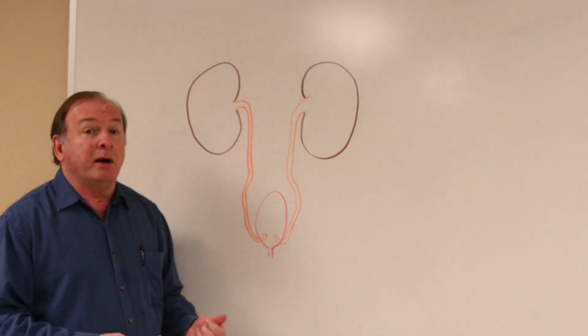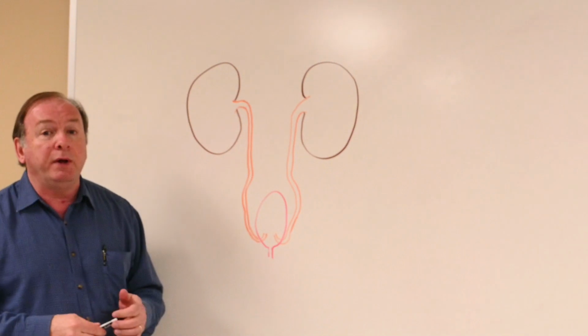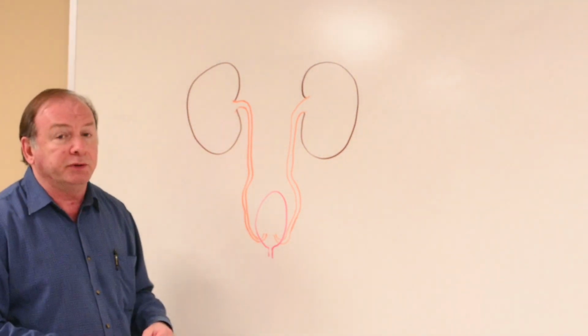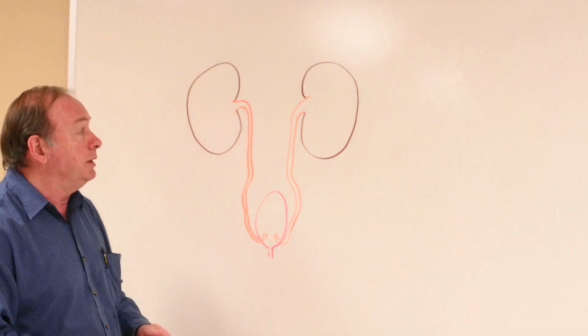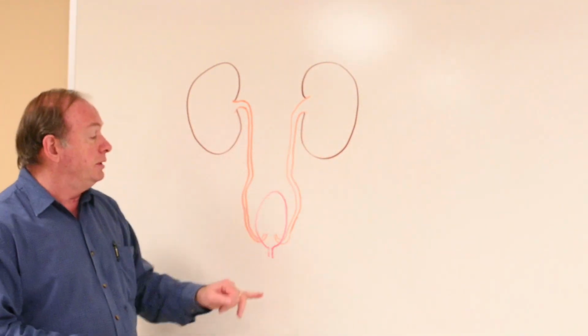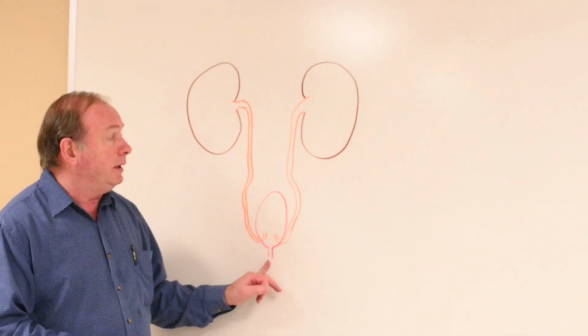Today we're going to begin our video on the urinary system. To begin with, our urinary system consists of only 4 primary organs, or types of organs. There are 2 kidneys, 2 ureters, a single urinary bladder, and a single urethra that leads out of that.